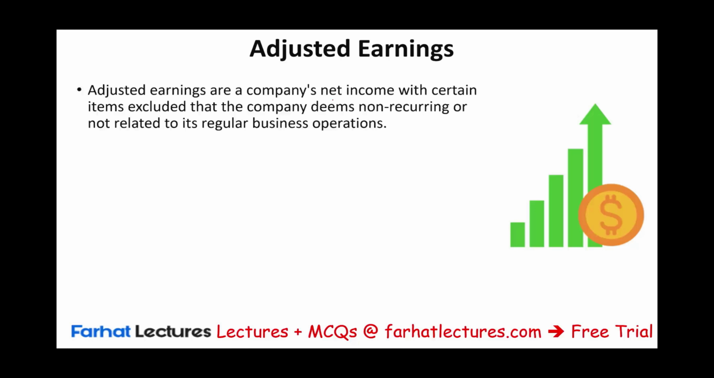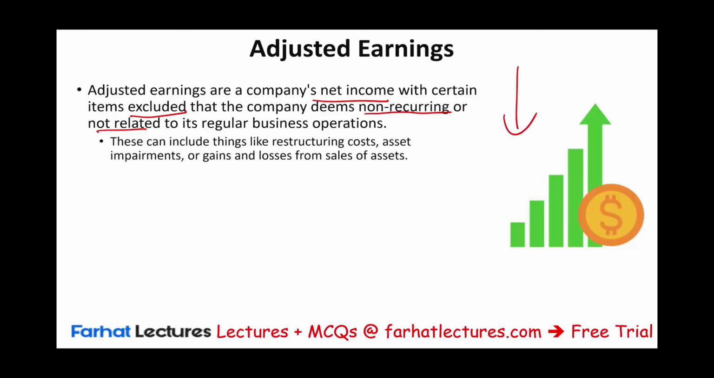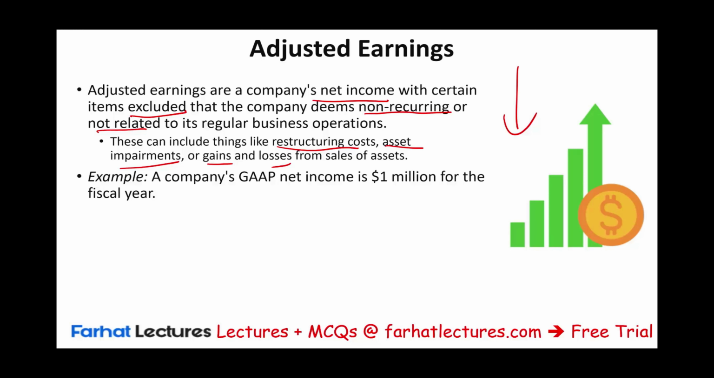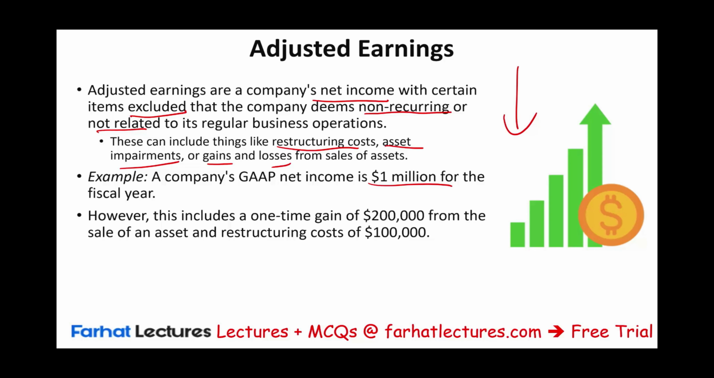Adjusted earnings are a company's net income with certain items excluded that the company deems as non-recurring. They're not going to happen again, or they're not related to our business operation. But what they did, they dropped our net income. These can include things like restructuring costs, asset impairment, gains or losses from the sale of an asset, or from the sale of investments that we don't conduct on a regular basis. For example, a company could have an income of $1 million. Then this $1 million includes a gain of $200,000 and a restructuring cost of $100,000.